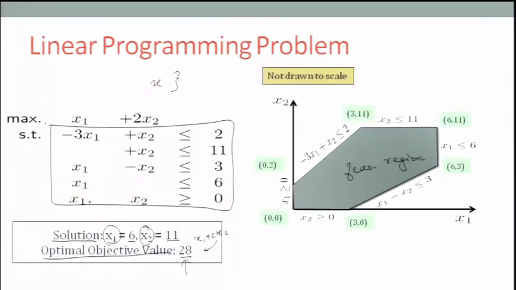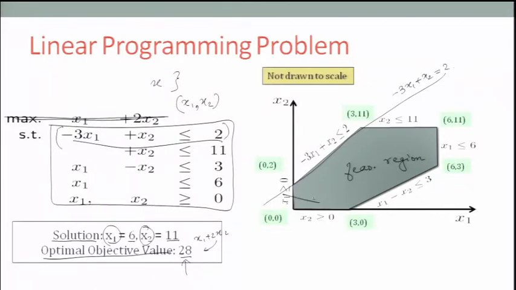Let's look at all the values of x1 and x2 that satisfy these constraints without worrying about the objective function. So we'll forget about the objective function just for a second and look at all the values of x1 and x2 that satisfy these constraints. So those values have to satisfy minus 3x1 plus x2 less than or equal to 2. And geometrically, if you look at it, it's this straight line. So this straight line is minus 3x1 plus x2 equals 2. And everything to this side of the straight line is less than or equal to 2.